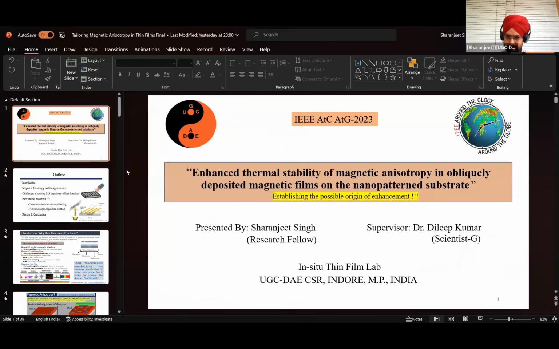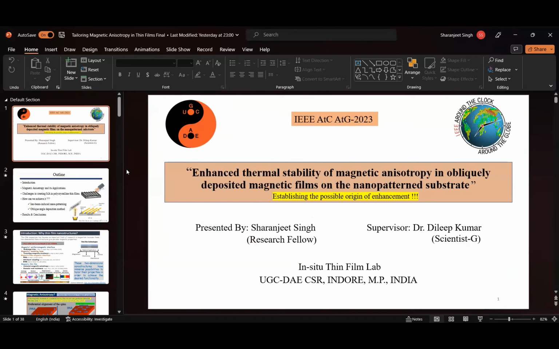Actually, I want to ask, what cobalt thickness have you taken? Cobalt thickness, how much you have taken? 35 nanometer. It was found to be 35 nanometer with XRR fitting. We deposited around 50 nanometer in calibration with the quartz crystal, but as it is oblique angle deposition, the effective thickness was 35 nanometer.